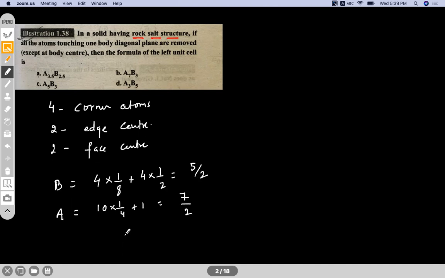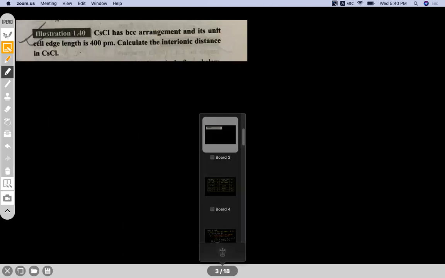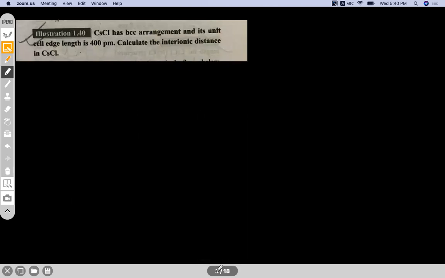Is it right? So we are getting A7, B5, which is option A. A7, B5, the ratio is that only. So this is the one we have. Second one you see, this is the structure.